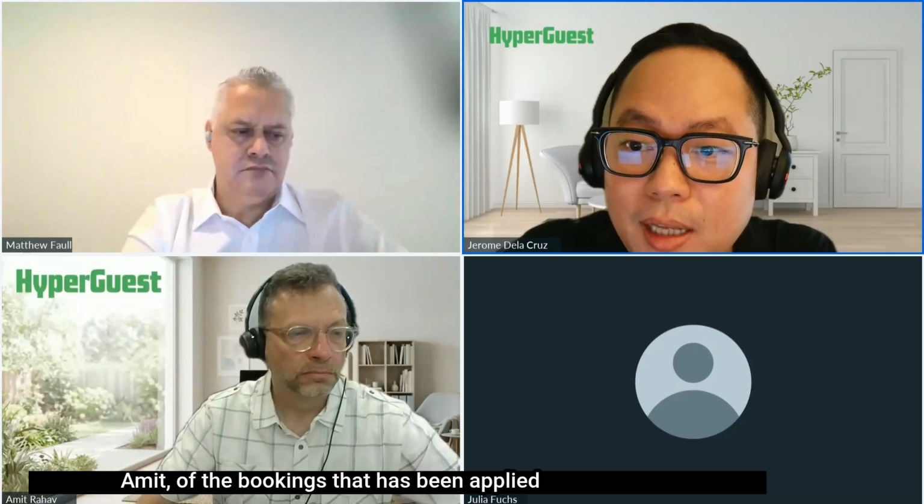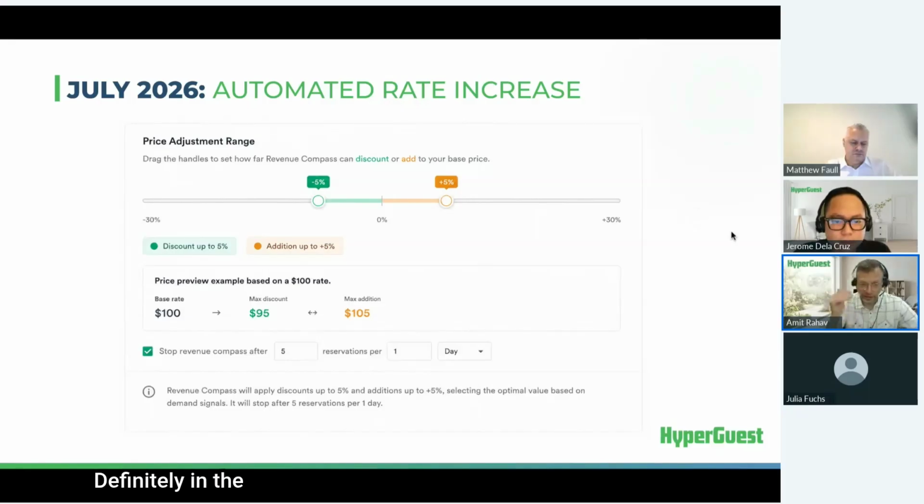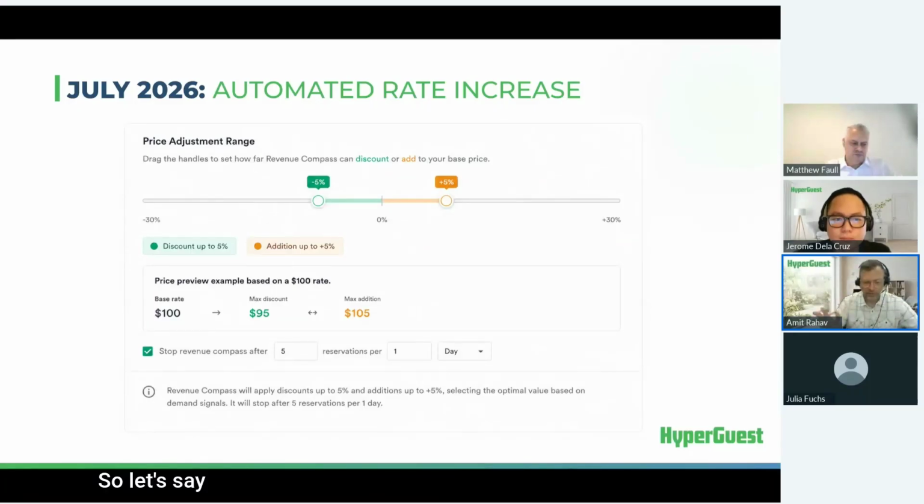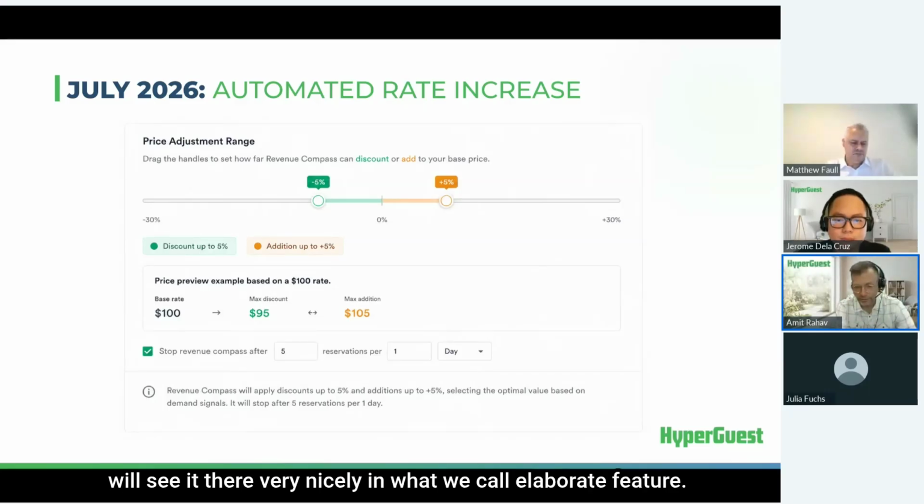So, from the hotel perspective, if they want to see the breakdown, Amit, of the bookings that have been applied with Revenue Compass, can they see an elaboration of the breakdown? Absolutely. You can look at the booking and see the impact of the Revenue Compass. In the booking you have the option to elaborate price, and it tells you every logic that resulted in the rate that was shown. Let's say you gave me a sell rate of 100 and you have some sell to net globally of 10% and an additional 5% Compass. You will see it there very nicely, in what we call the elaborate feature.